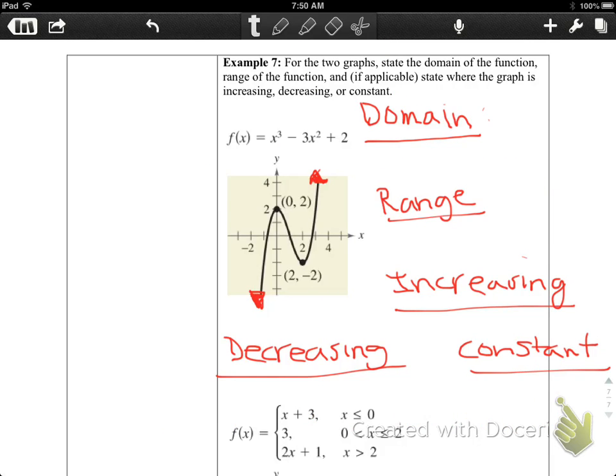Okay, so example 7, we're going to do example 7 together, and then I'm actually going to have you try example 8 on your own, and we'll talk about it in class tomorrow, or on Friday, I should say. Okay, so here we have, for two graphs, state the domain of the function, the range of the function, and if applicable, state where the graph is increasing, decreasing, or constant. Okay, and I put arrows, so on your papers, you don't have the arrows like here or here on your graph.